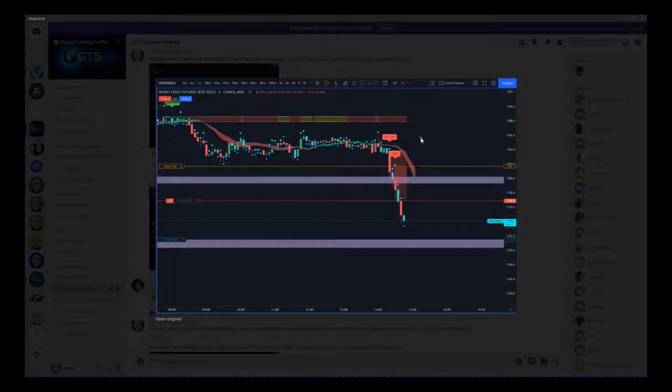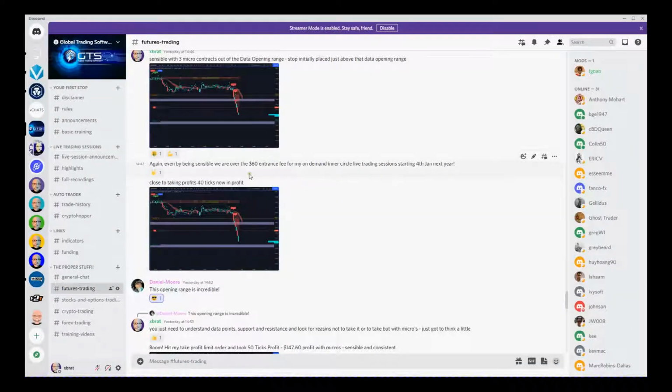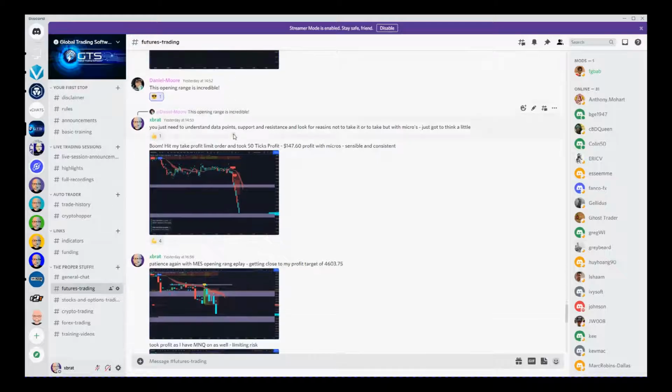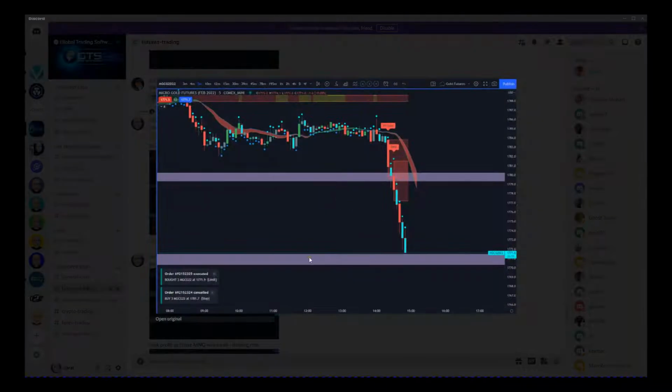This is my first chart here. I'm going to go through it on the actual chart as well. I just wanted to show you how engaged we are in the Discord group for trading this. We went through the data range, opening range, updated there, and finally hit the target at the 50 ticks and took the profit there. Very good, great opening range trade.